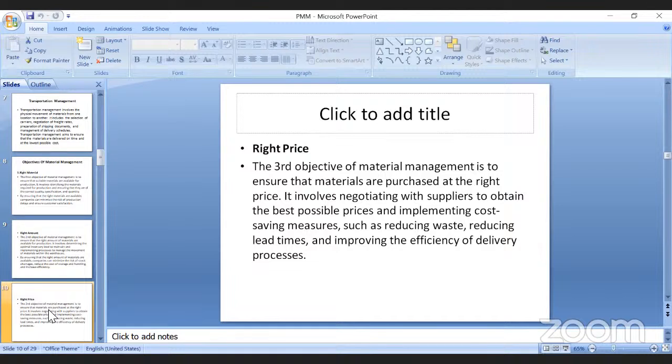Why are we considering this? That means we are improving our efficiency for the delivery process. Accordingly, we have to give emphasis on the right price. The third objective of material management is the right price. First of all, if you have to buy anything, you have to negotiate. Yes or no? Negotiation is required with the suppliers.